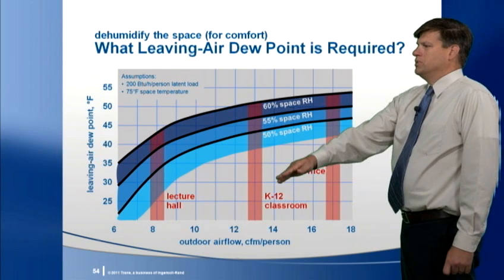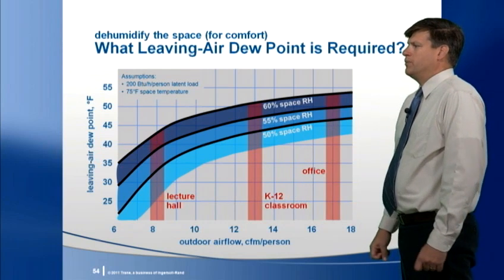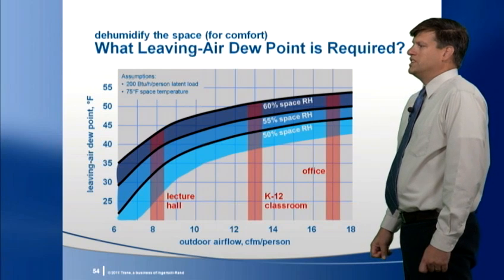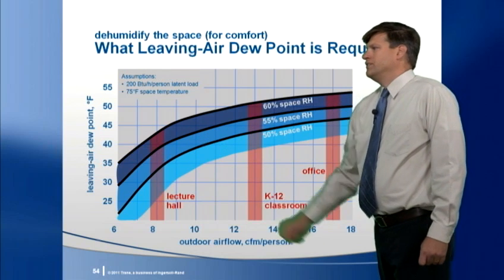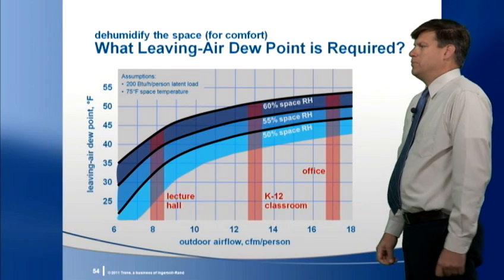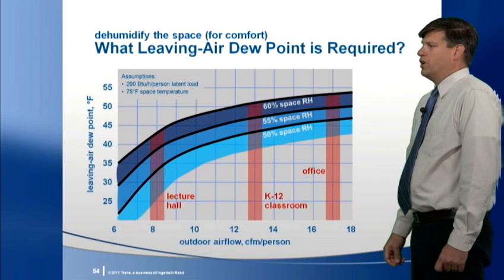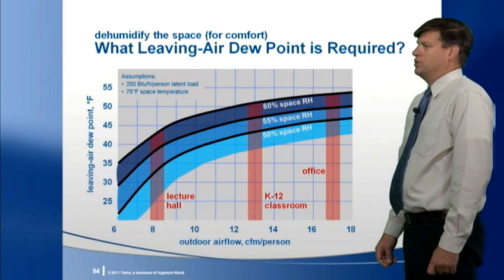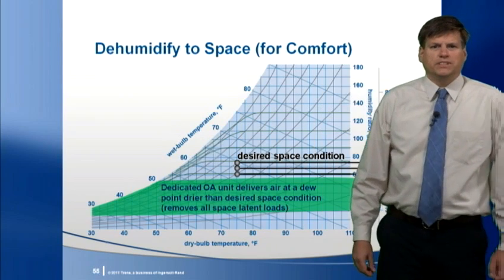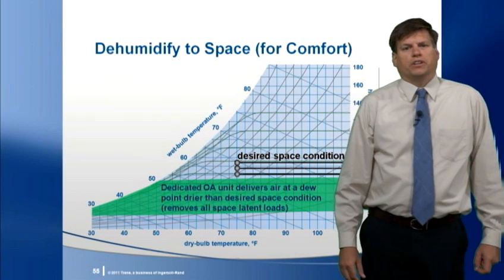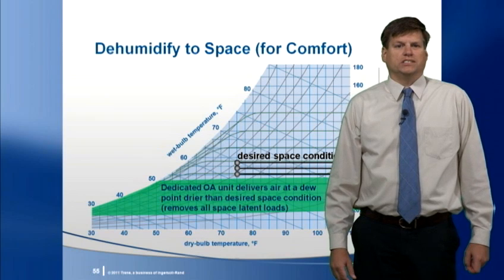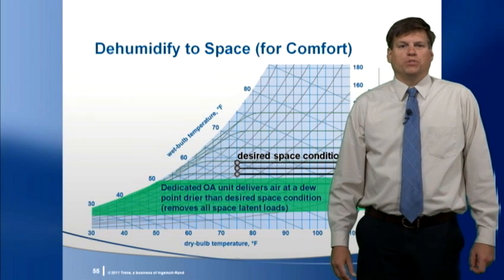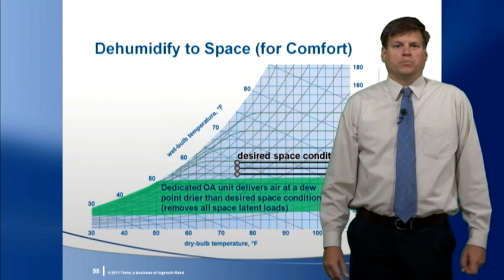For a school classroom with 13 CFM per person, a dew point of 47 or below may be needed. And for a lecture hall with 8 CFM per person, the leaving dew point might be below 40 degrees to remove all the space latent loads from the dedicated outdoor air equipment. So in this case, the dedicated outdoor air unit dehumidifies the air to a dew point that is drier than the desired space conditions, dry enough to also remove all of the space latent loads and control the space humidity.